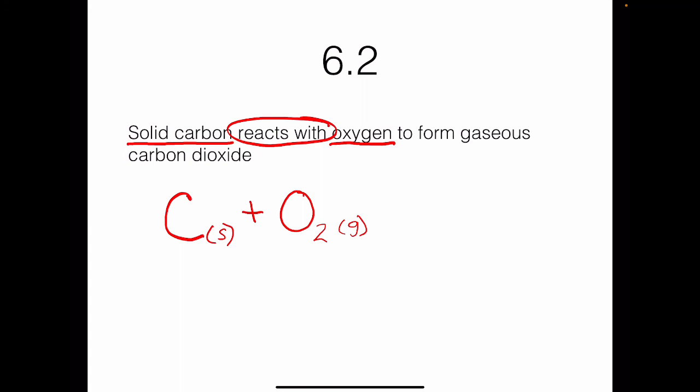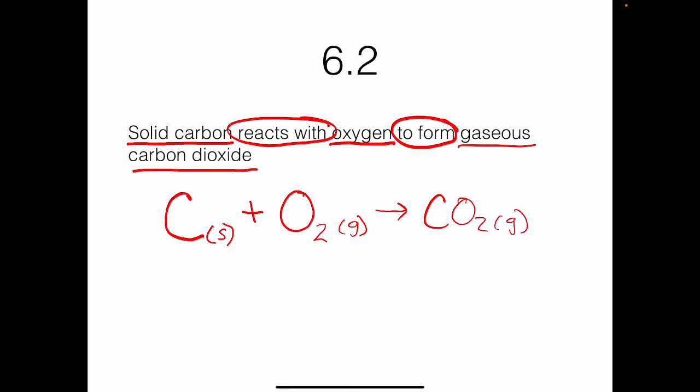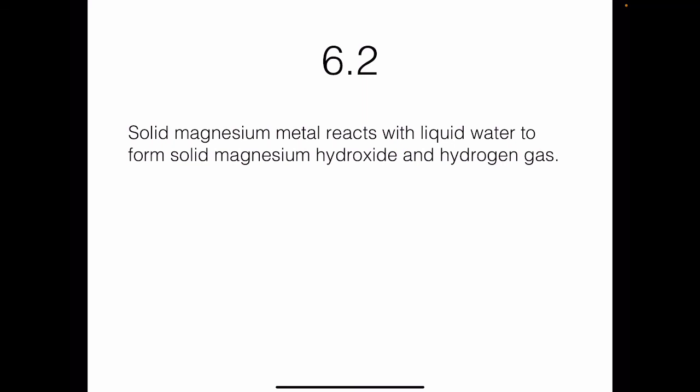So we know here that oxygen is gaseous. And then we see "to form." And then we see gaseous carbon dioxide. So we know from the last chapter, carbon dioxide is CO2. They told us it was gaseous. Try this one, pause, and then come back.